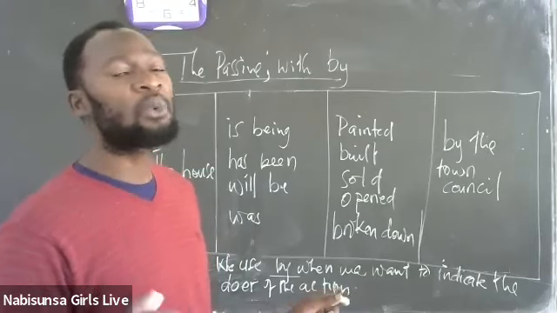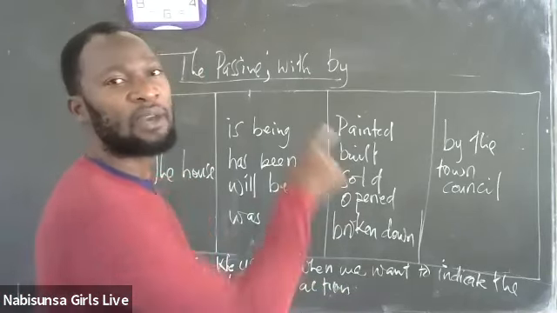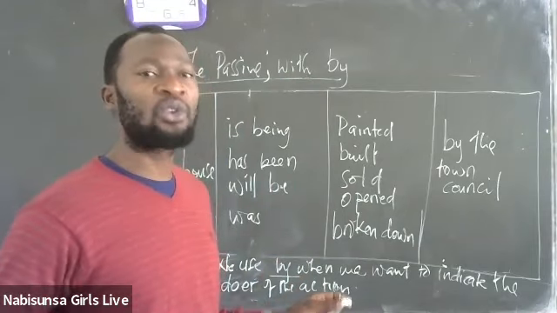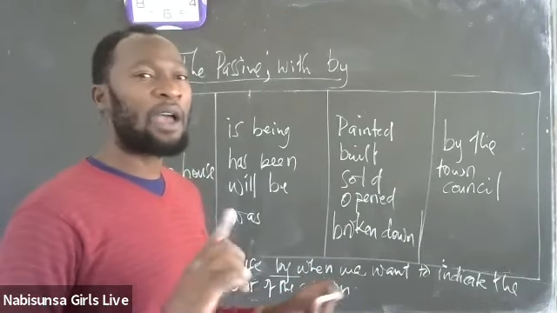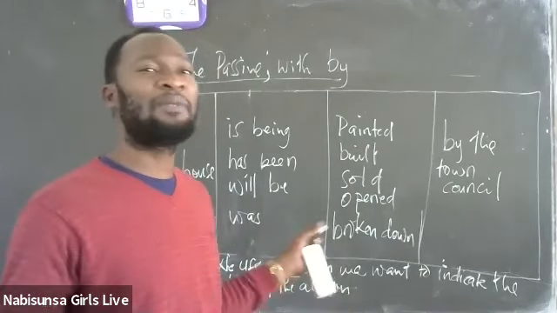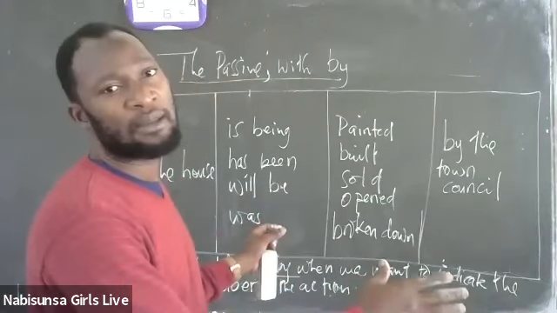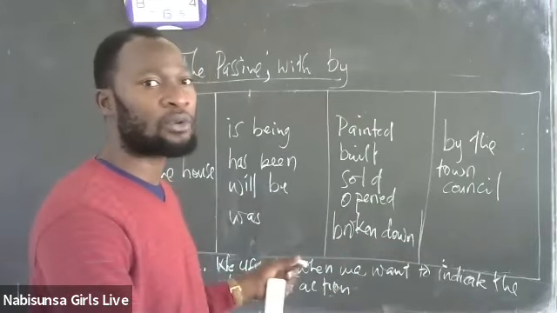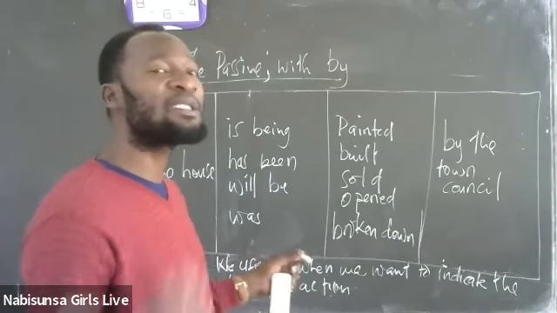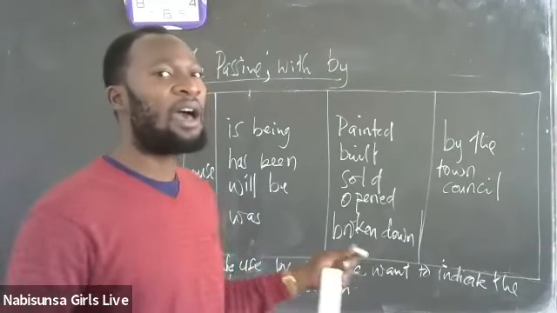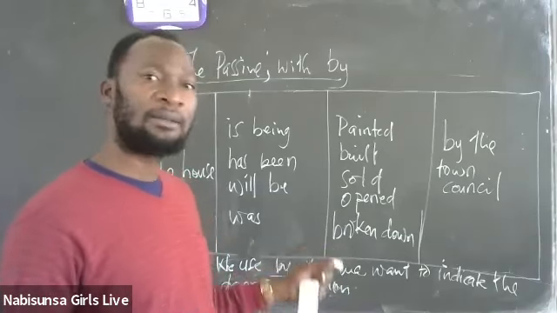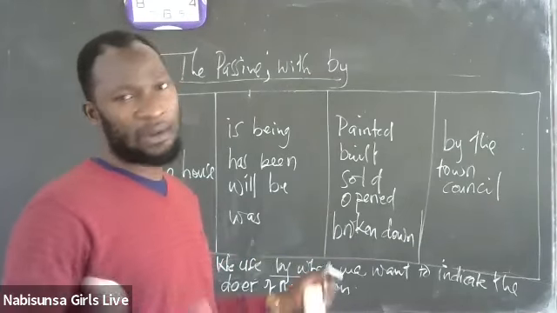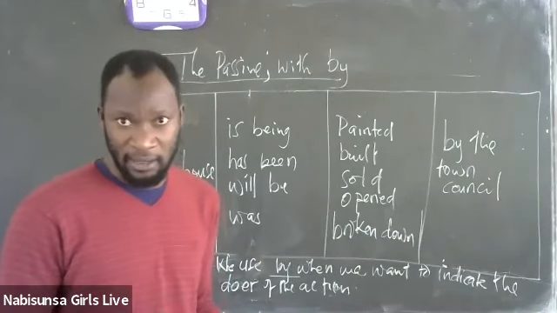That one is okay because we want to know the doer of the action. We use the passive voice when we are interested in knowing the doer of the action. But if we are not interested, then we can leave it out: the class is being swept. The most important thing is the verb to sweep, the action, not the doer. But where we are tempted to understand who the doer is, then we can use that "by."